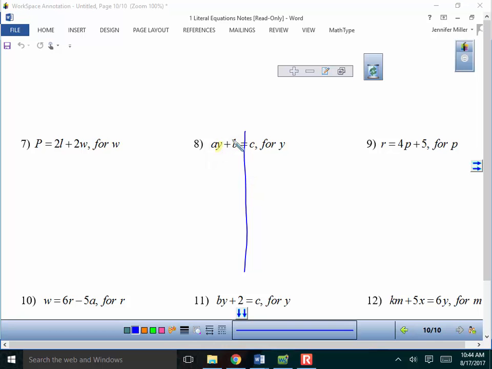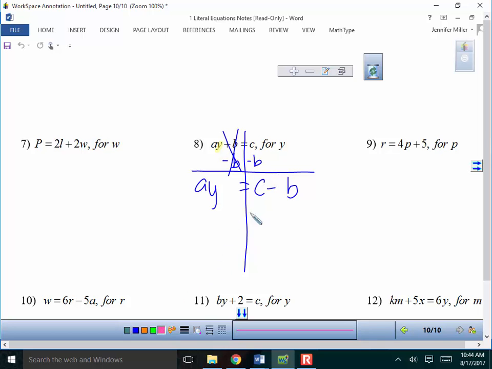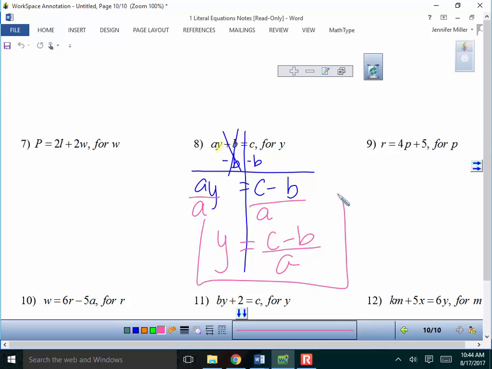If we were looking for y, what we could do is subtract b, and that's going to leave us with ay is equal to c minus b. C plus b or c minus b? Since we subtracted b from both sides, right? And then how do we get y by itself? Divide by a. So our answer is just y equals c minus b divided by a. Not too bad? It's tricky? I like numbers. Are there any questions about number 8?